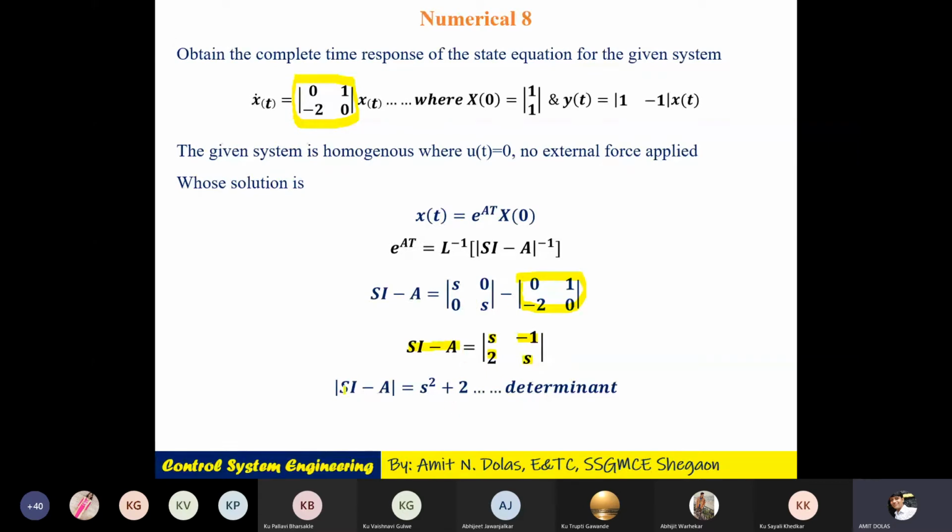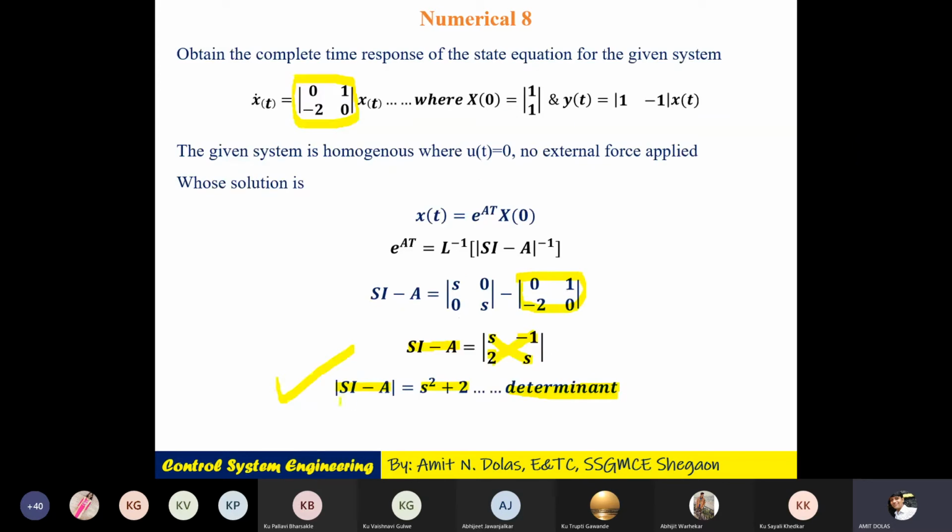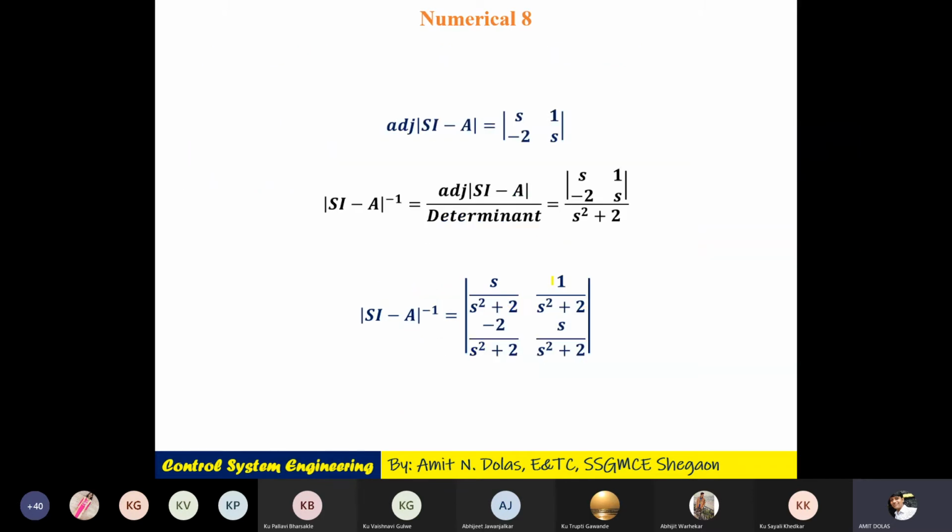SI minus A. Then SI minus A, if you do its cross multiplication, this is S into S, that will be S square. 2 into minus 1, it will be minus 2. So S square minus of minus 2, it will be S square plus 2. This is called determinant. We need this later on for further computation, because right now we obtain SI minus A, but I want SI minus A inverse.